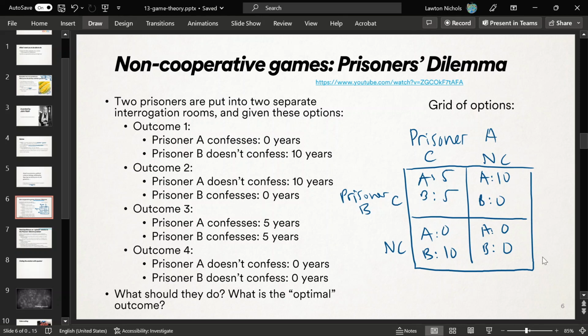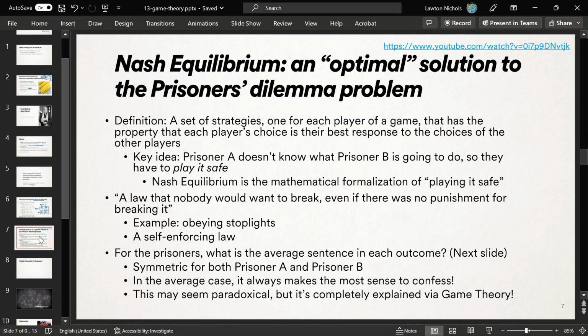So the question is, what is the optimal outcome? What should these prisoners do? And I guess take your bets now. Like, what's the thing that the prisoners should do? What should they do right now? Think about that in your mind, and then I'll show you how to discover what should happen.